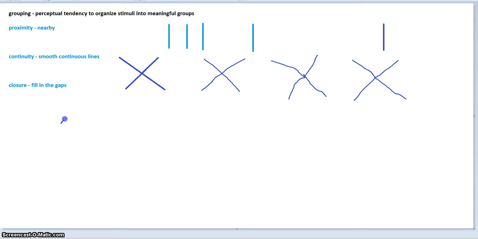And then finally, closure: you like to fill in the gaps. So if I draw this, chances are you are perceiving a triangle right there. It's not legitimately a triangle, but in your mind, you are filling in the gaps. You like to see it more like that. You don't like to see it like that. So that one is closure. Those are 3 forms of grouping that you should know.